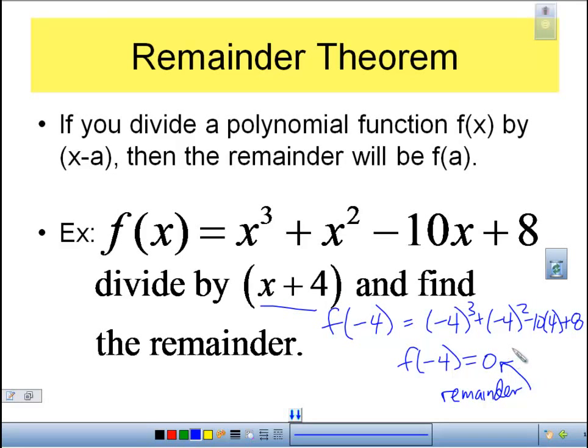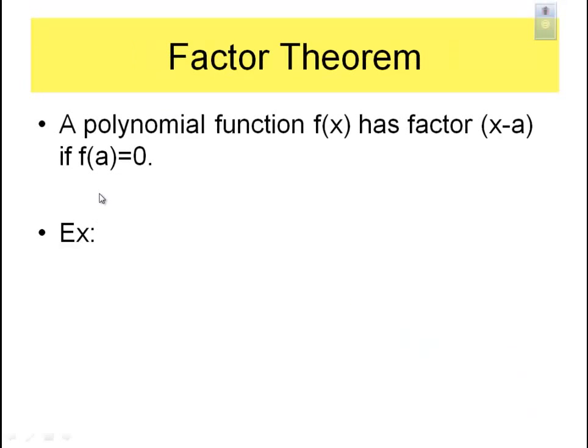So remember that if all you really care about is finding the remainder, it's called the remainder theorem. So how does knowing the remainder really help you? Well, there's this thing called the factor theorem, and it basically says that a polynomial function f of x has a factor x minus a if f of a equals 0. So if we think about our last problem, before we got a remainder of 0, that means that x plus 4 was a factor of that polynomial function.